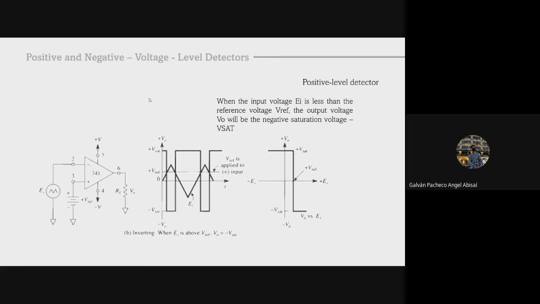In this case, it is like the opposite values in the input. So the result will be with the opposite signal. In this case, it is negative.